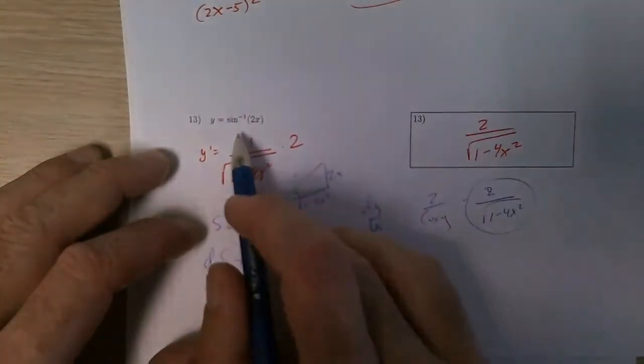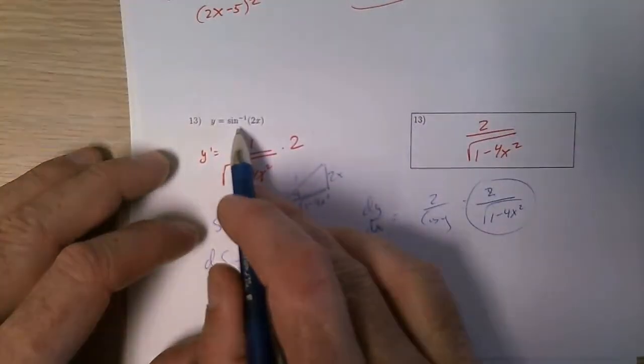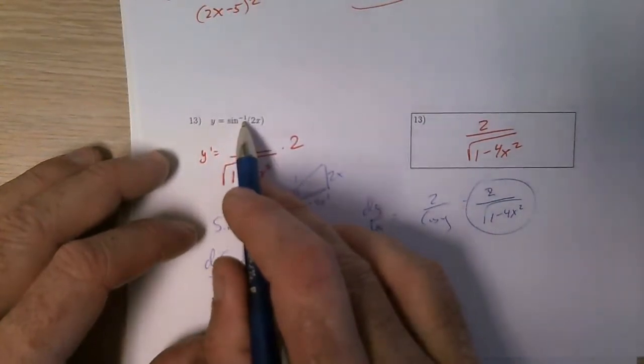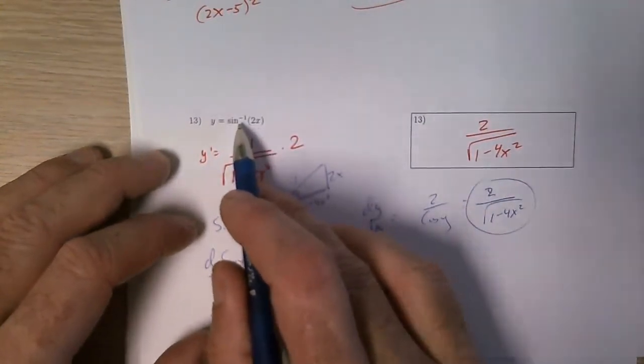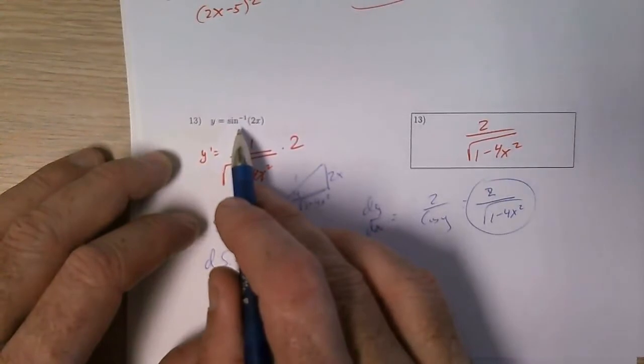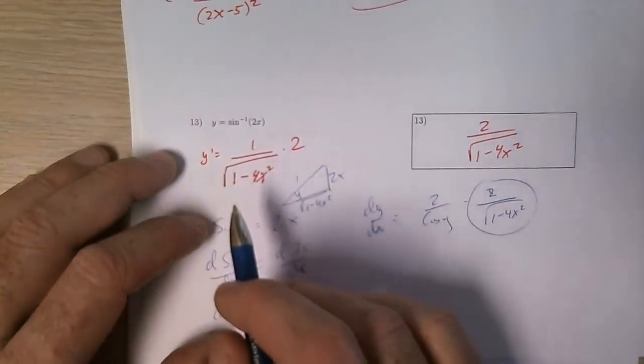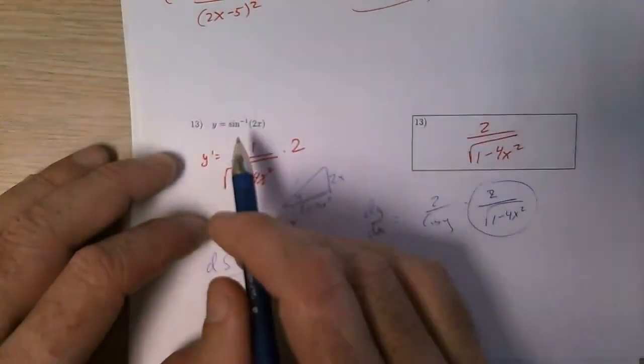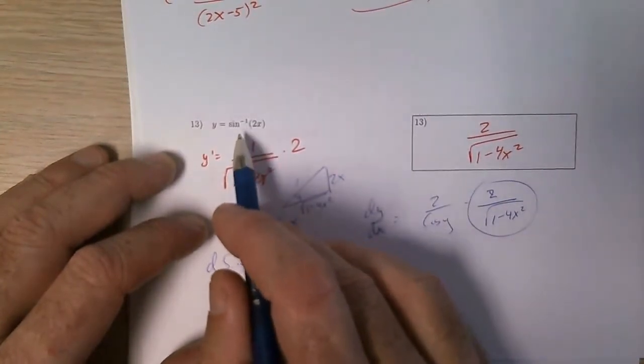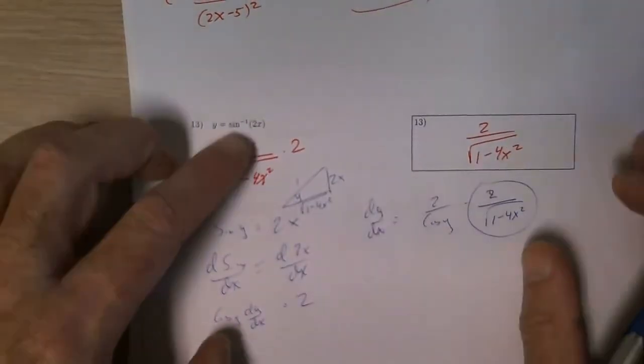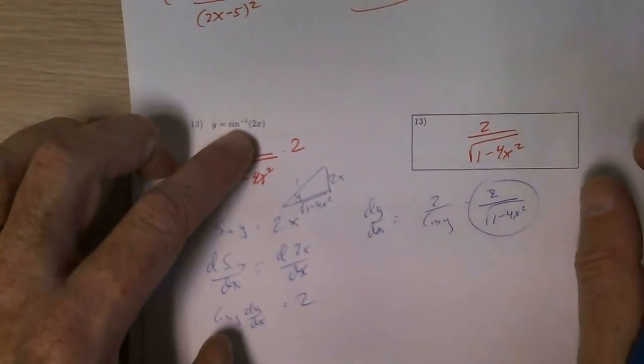If you're not seeing what's going on here, what's the difference between sine to the -1, which is arc sine or inverse sine, and 1 divided by sine x, come talk to me. This is important that you know what our notation means. This is not cosecant. This is arc sine.